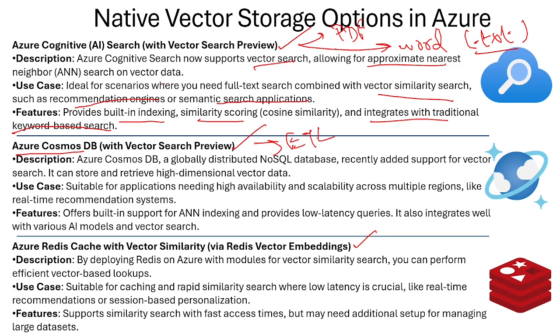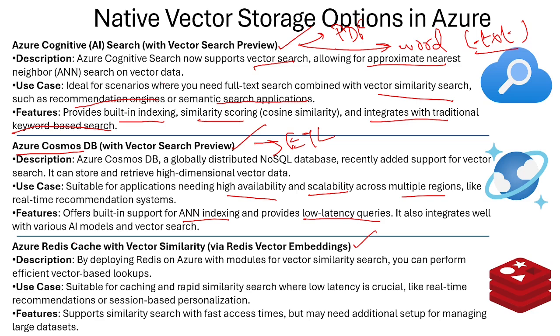different data silos. The use case of Azure Cosmos DB is that it's suitable for applications needing high availability and scalability across multiple regions like real-time recommendation systems, and it offers built-in support for ANN indexing, provides low latency queries, and it also integrates well with various AI models and vector search.